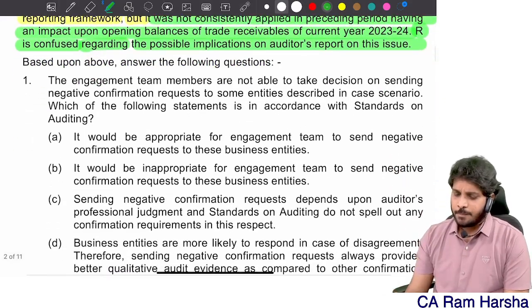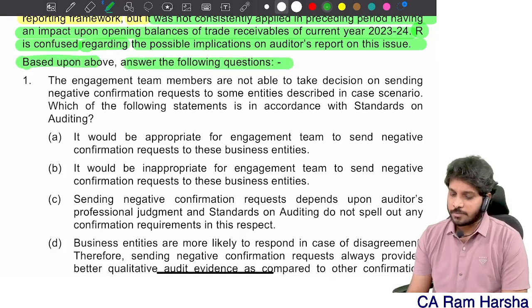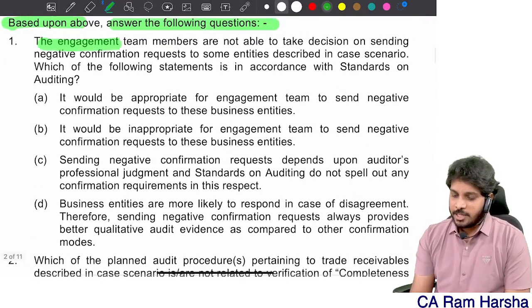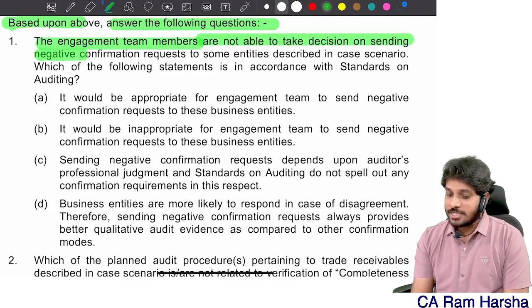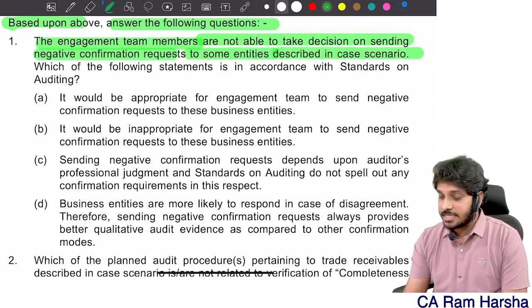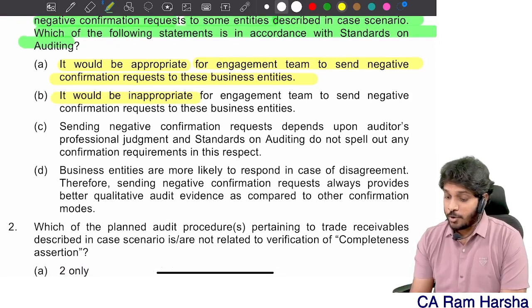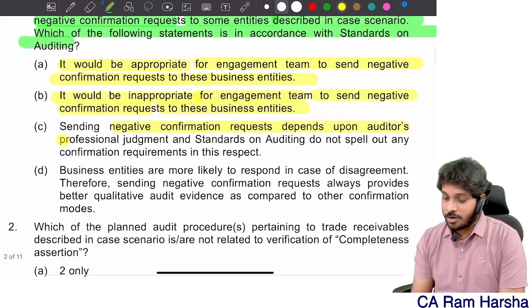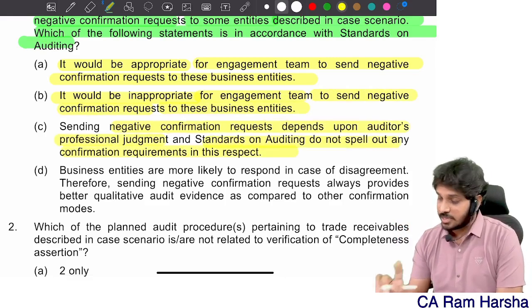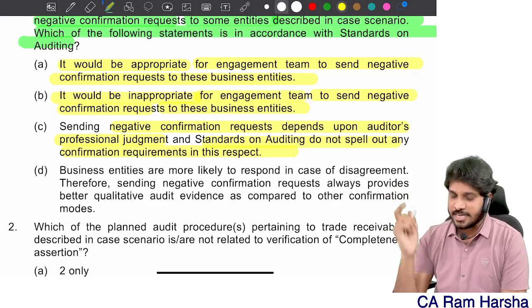Okay. Based on the above, answer the following. The engagement team members are not able to take a decision on sending NCR to some entities described in the case scenario. Which of the following statements is correct? It would be appropriate for the engagement team to send NCR? No. It would be inappropriate for the engagement team to send NCR to these. It is inappropriate, that we know. Sending negative confirmation depends upon the auditor's judgment and the standard does not spell out anything. That's wrong. The standard is talking about when to send NCR also.